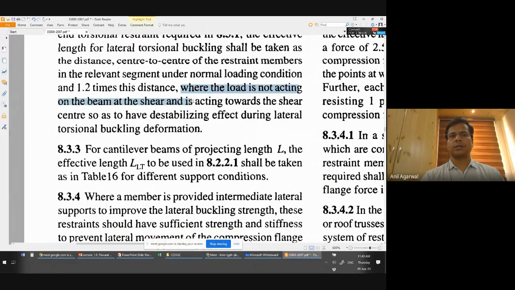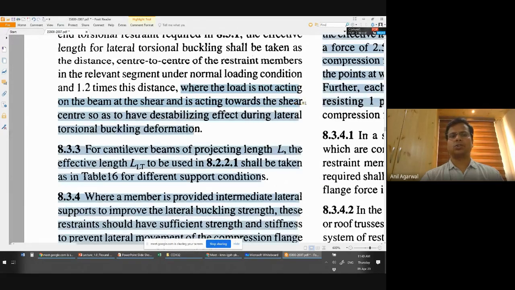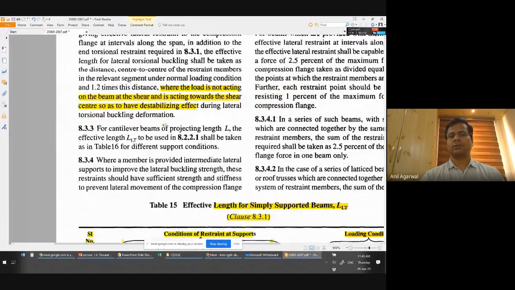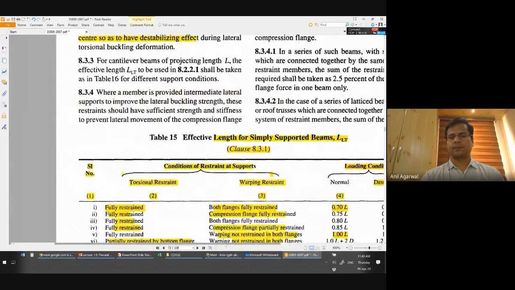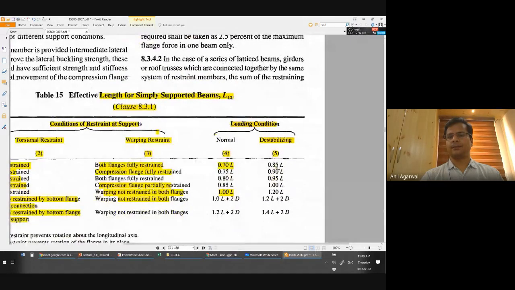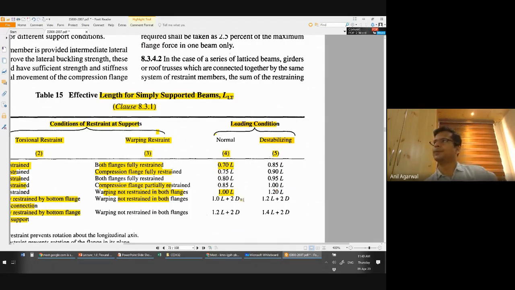Where the load is not acting on the beam at the shear center, and is acting towards the shear center, so as to have a destabilizing effect. Then what do you do? You take 20% more for effective length. So you can see that the values in column number 5 here are all 20% larger than the values in column number 4. So 85 is 20% more than 70, 90 is 20% more than 75, 95 is 20% more than 80, and so on, approximately.